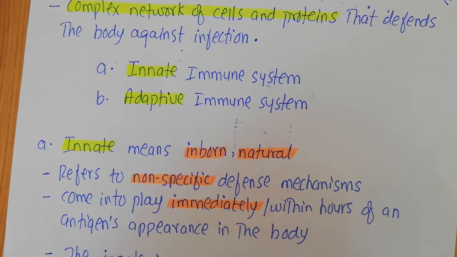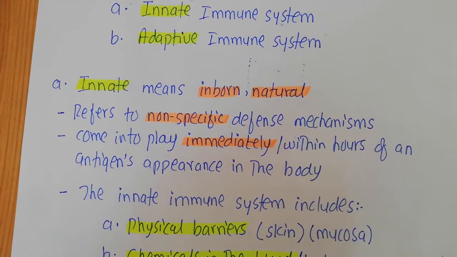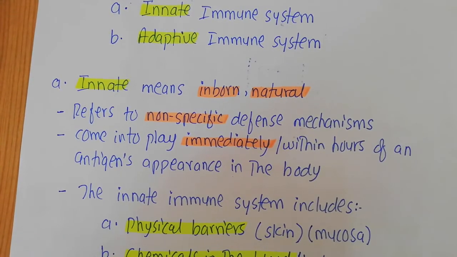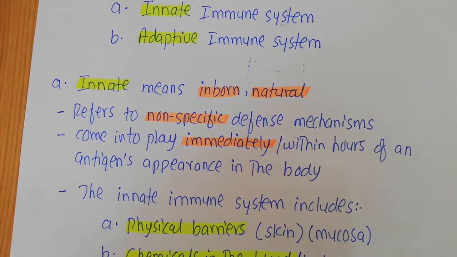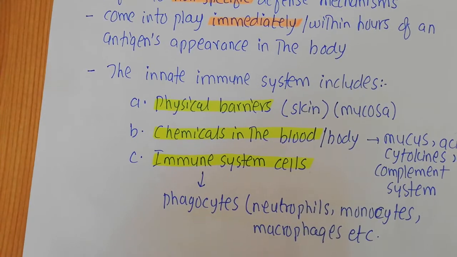So first we are going to talk about the innate immune system in these first videos. In the previous video, I told you that innate means inborn or natural immunity, and it is a non-specific type of immunity which comes into play immediately or within hours of an antigen appearing in the body. It usually includes the physical barriers, the chemicals in the body, and the immune cells.